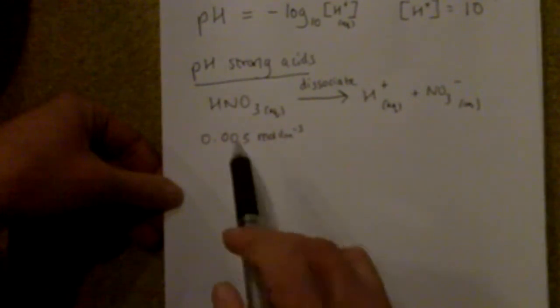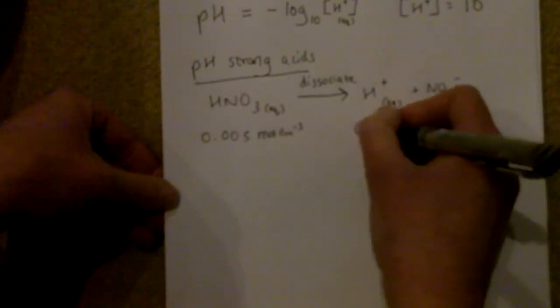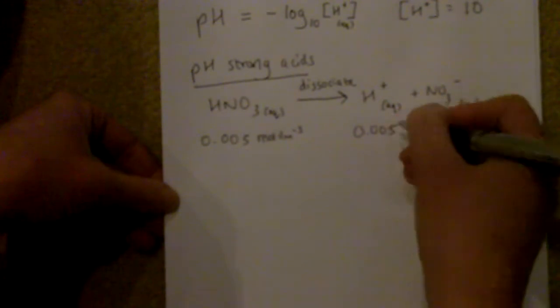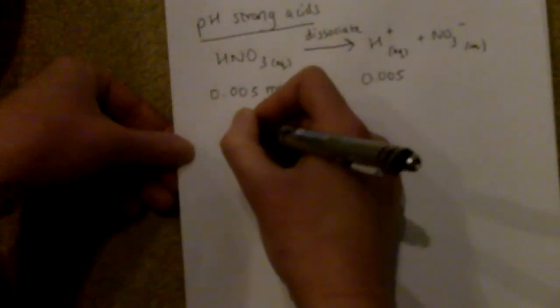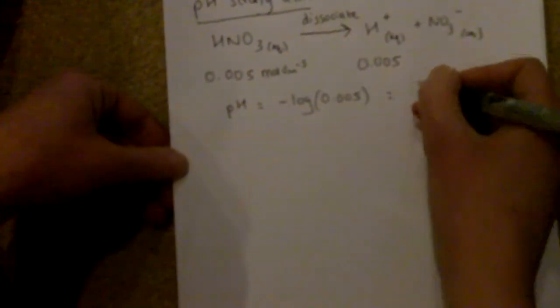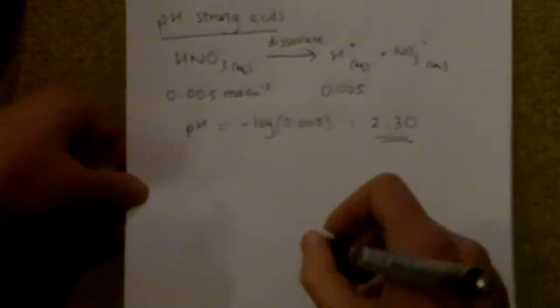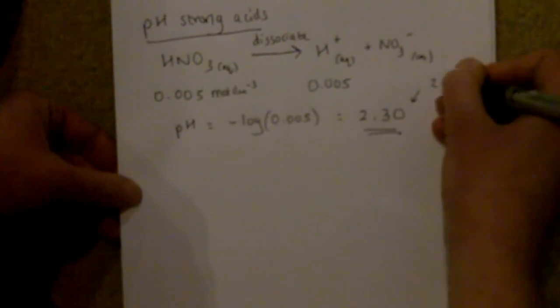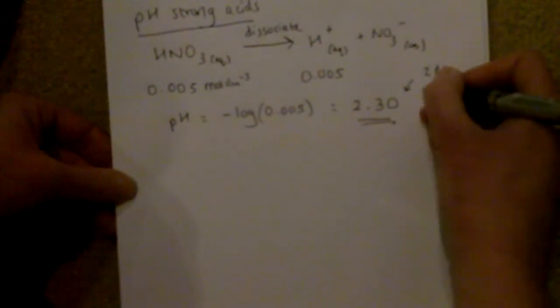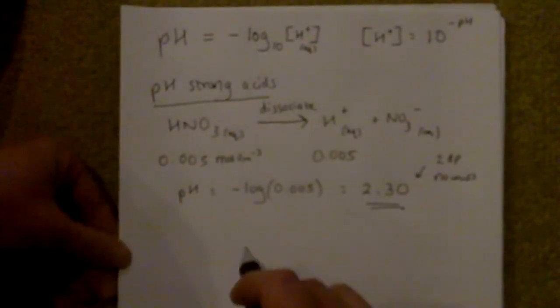Okay, so if the concentration of the acid is 0.005, the concentration of H+ is going to be exactly the same, 0.005. So then you can work out the pH, which will be minus log to base 10 of 0.005. And when you do that calculation, you get a pH of 2.30. Now for pH, you normally have 2 decimal places, and there are no units. Okay, so that's how you work out the pH of a strong acid.